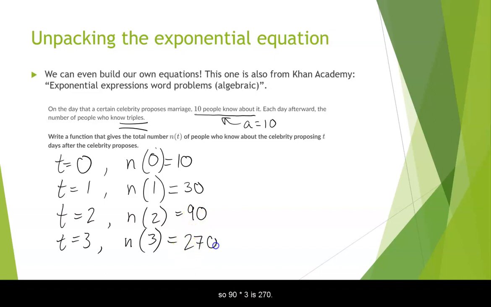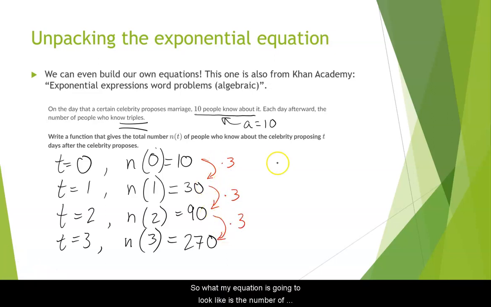On day 3, the number of people who know about it triples again, so 90 times 3 is 270. So what I see here is I have a starting value of 10, and then I'm multiplying by 3 each time. Times 3, times 3, times 3. So what my equation is going to look like is the number of people start with an initial value of 10, and then it gets multiplied by 3 each day.